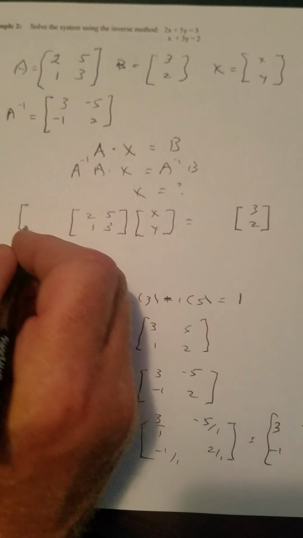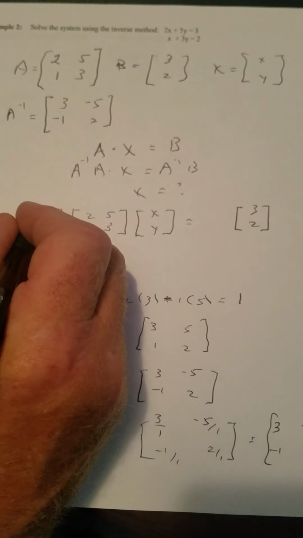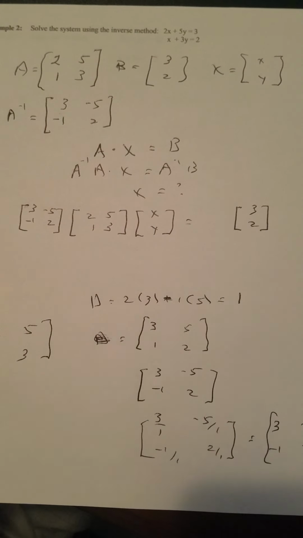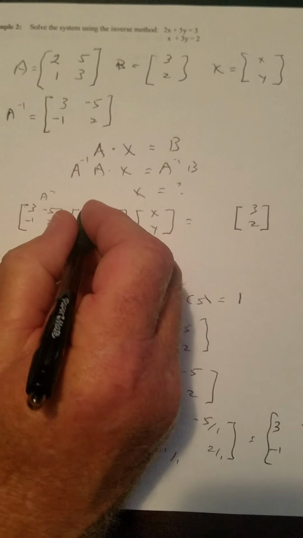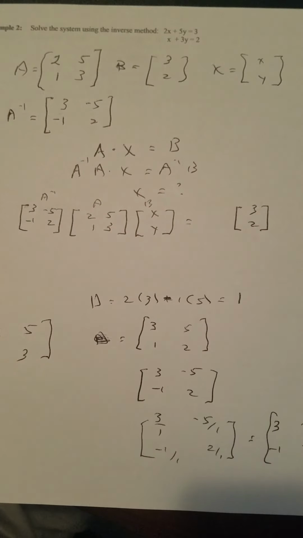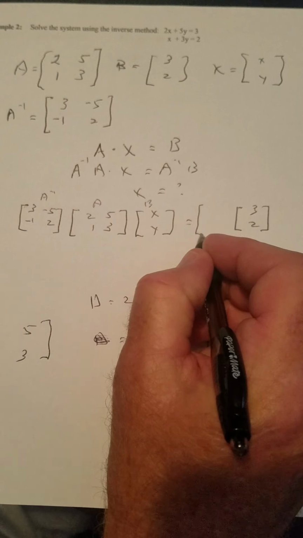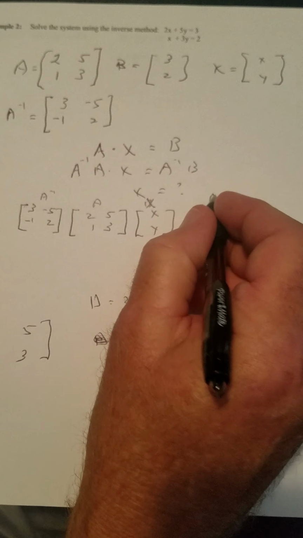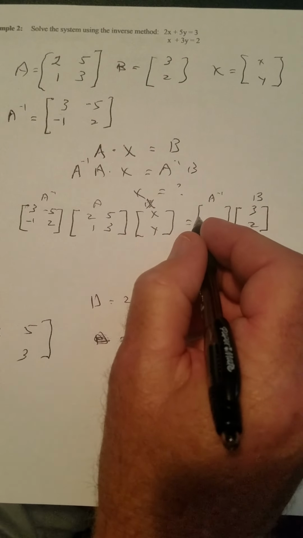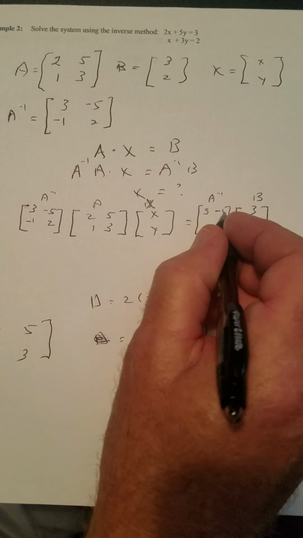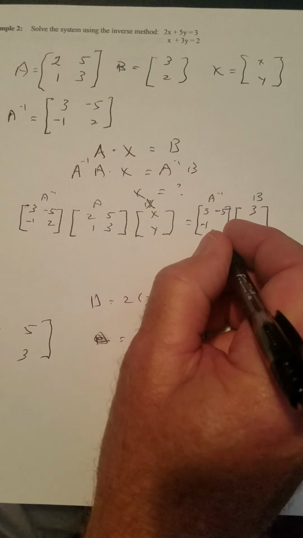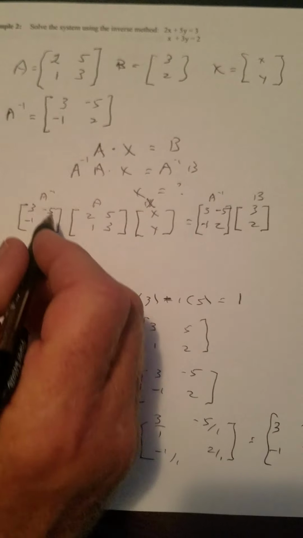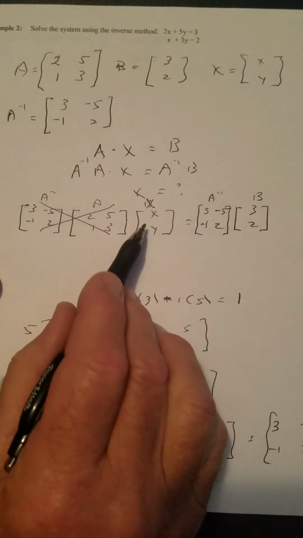We need to multiply by the inverse. So it's 3, negative 5, negative 1, and 2. It's the inverse. That's A. That's B. And then we have the inverse over here. I'm sorry, that was X. Over here, I'm going to put the inverse. I'm going to put B. So 3, negative 5, negative 1, and 2. Those two essentially drop out. I'm going to find X and Y.